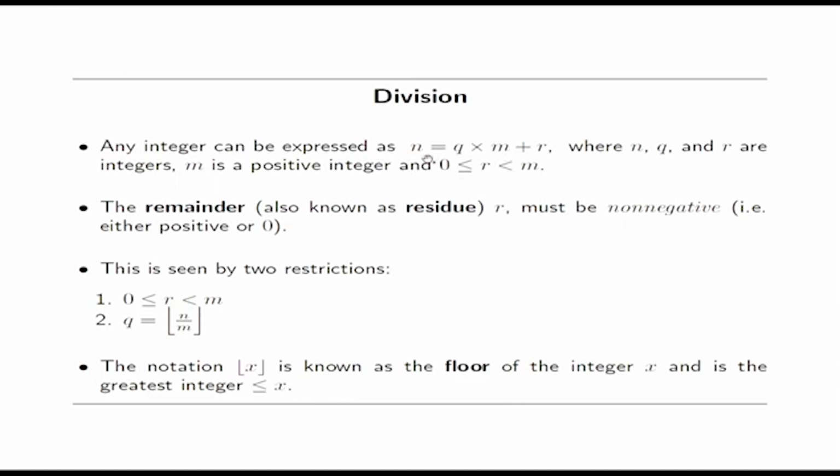So, n is basically q into m plus r, where all these are integers and r is the remainder, or it is sometimes called residue, and r must be non-negative, that is either positive or 0. If it is 0, then we say m divides n, and the quotient q is basically the floor of n by m. This is the integer floor. This is the integer part of this, but it is less than x.